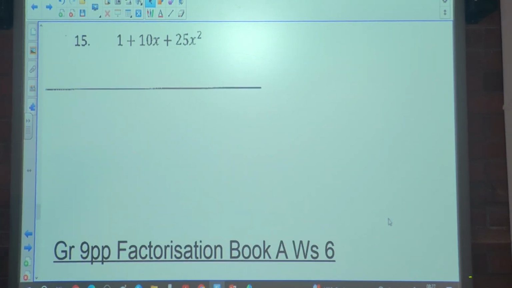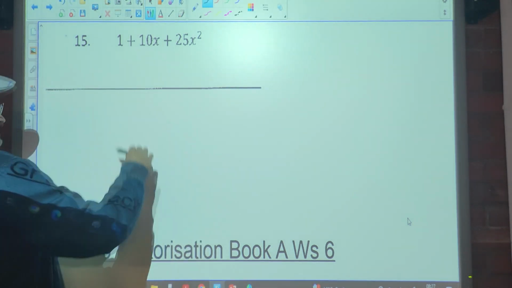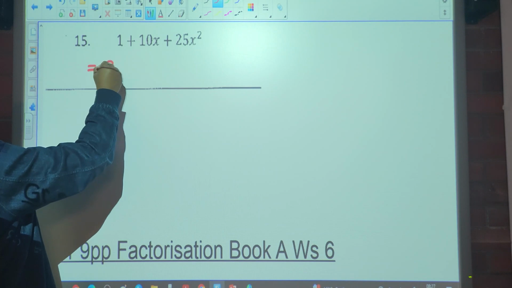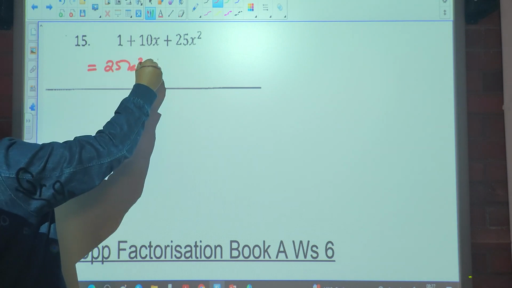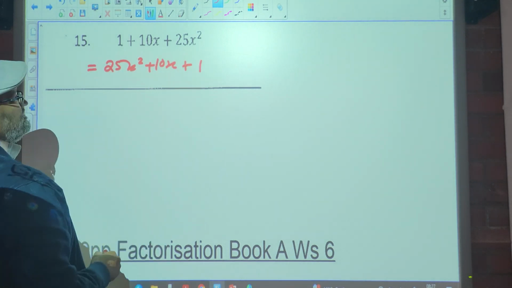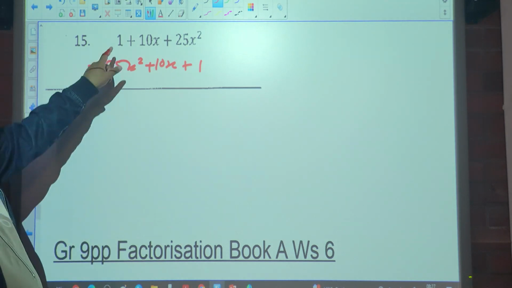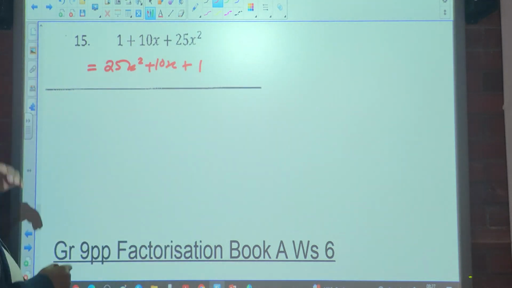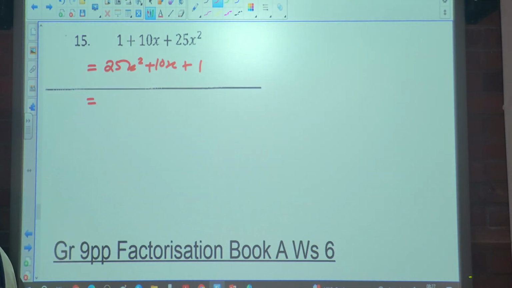Okay, is that in standard form? No. Okay, you could have worked with it as it is, but we just indicated now that the standard form is going to be the other way. So it's going to be 25x squared plus 10x plus 1. I'm going to show you that this also could have been factorized as it was like that.